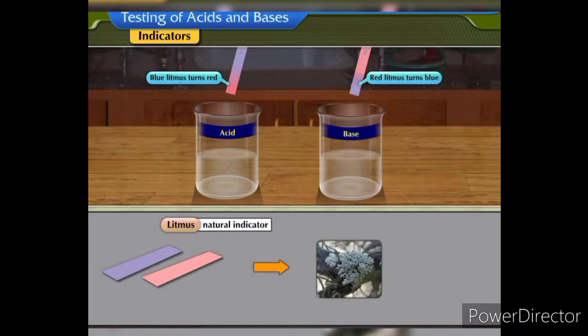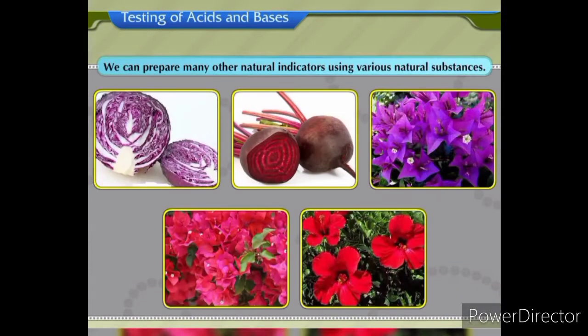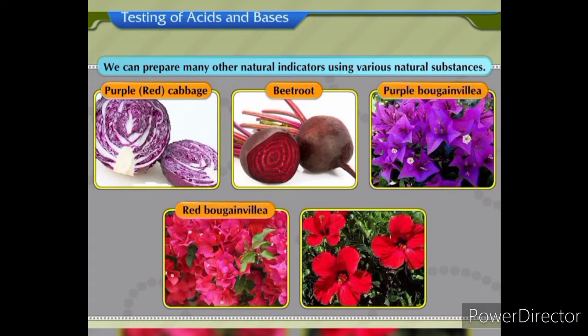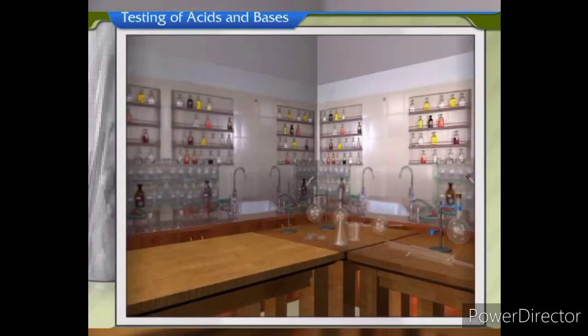Litmus is obtained from a plant named lichen, which belongs to the division Thallophyta. We can prepare many other natural indicators using various natural substances like purple or red cabbage, beetroot, some brightly colored flowers like purple and red bougainvillea, and hibiscus flowers. Let us perform an activity using some natural indicators.